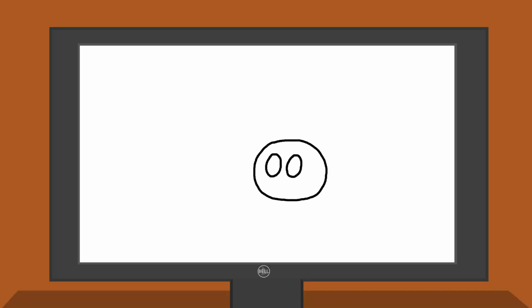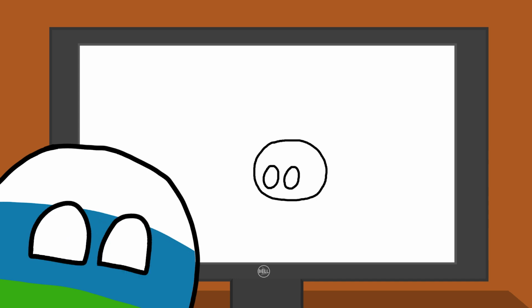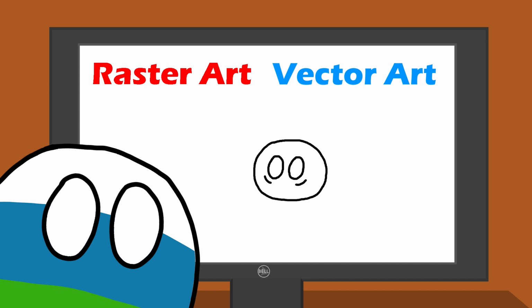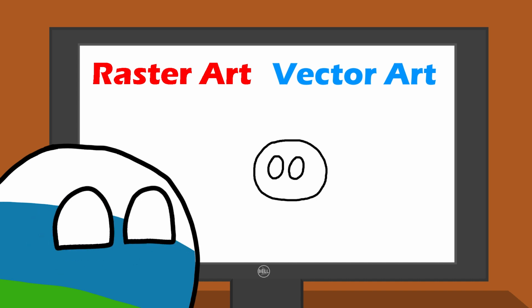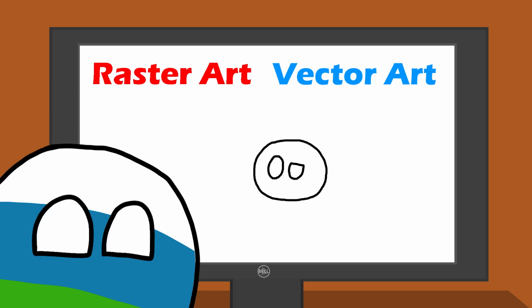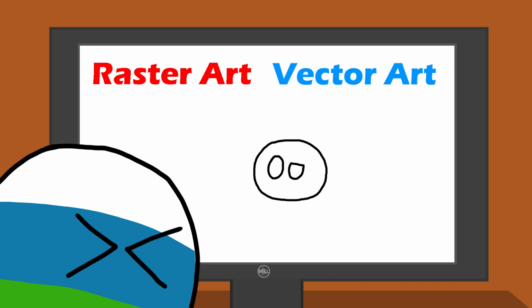If you're someone who's interested in digital art, then you probably know that there are two main versions of it. The first one is raster art and the second is vector art. Now if you're a person who's starting to create digital art, you might be asking, which one is better? So today I'm going to give my own opinion about this, because I have a pretty interesting opinion, to be honest.